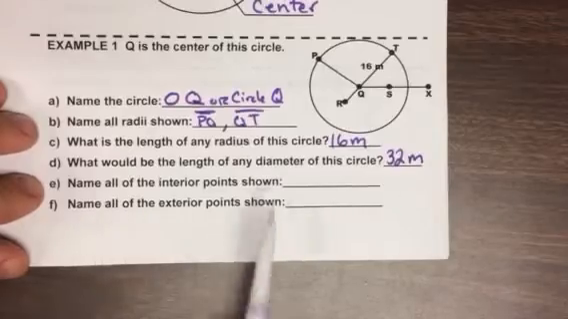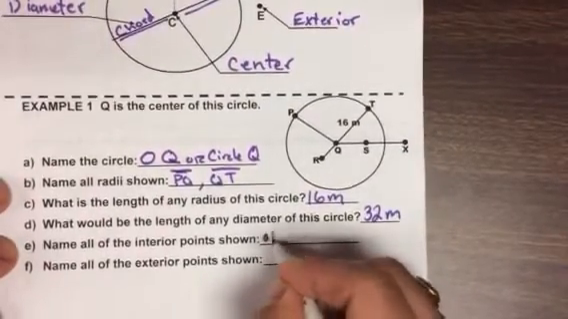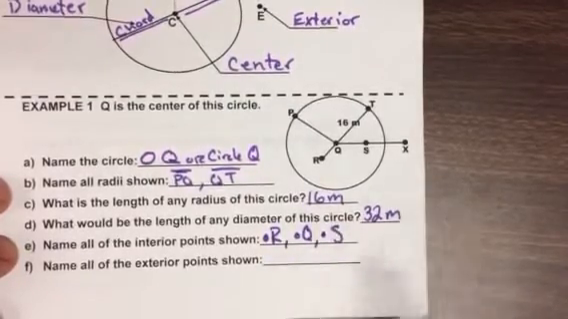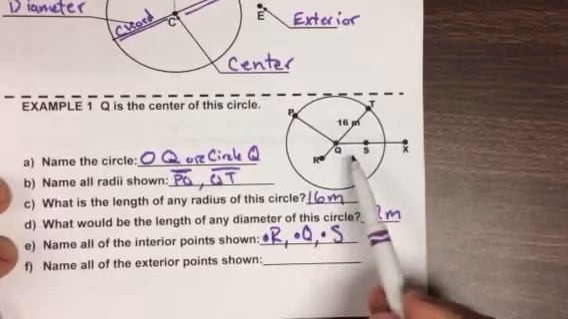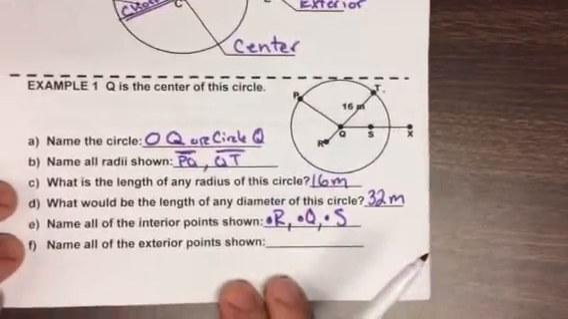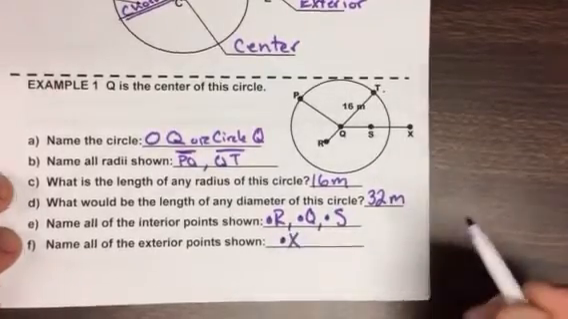And name all interior points. So now we're going to look at it. We'd say that point R, point Q, point S are all on the interior. P and T are on my circle. So the exterior point shown, there's only one. It would be point X.